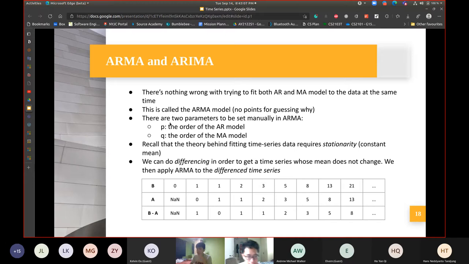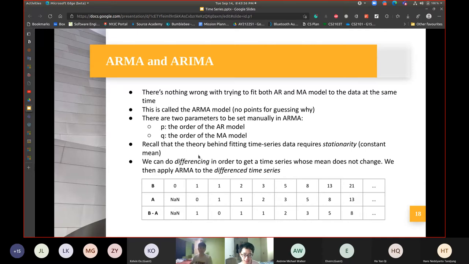All right. But for the ARMA models to work correctly, the theory behind this fitting requires the data given to be stationary. And as mentioned before, you can actually derive stationary data from non-stationary data by a technique called differencing.